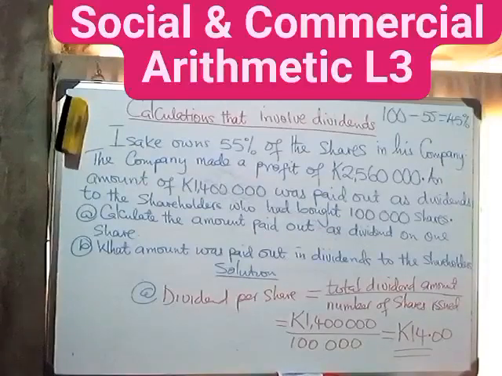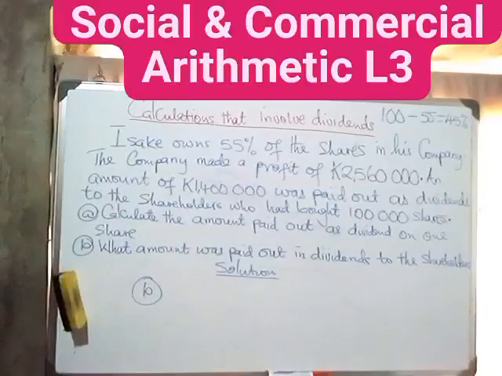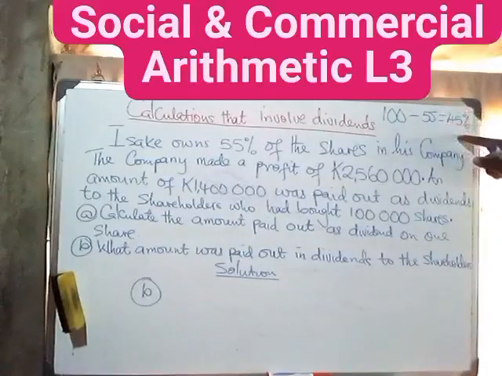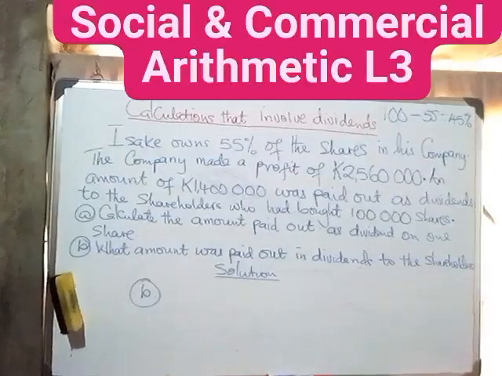Let's go to question number B. We move on now to the next question, which is question number B. What amount was paid out in dividends to the shareholders? Remember, the shareholders are sharing 45%.